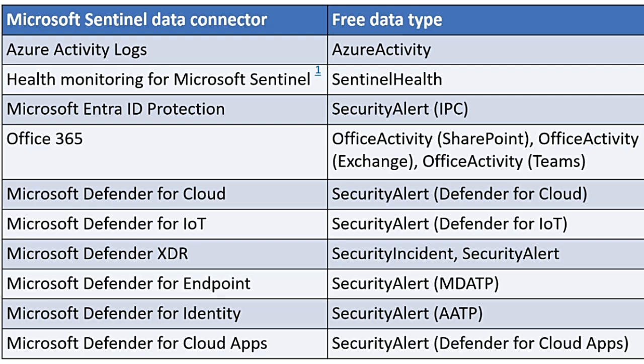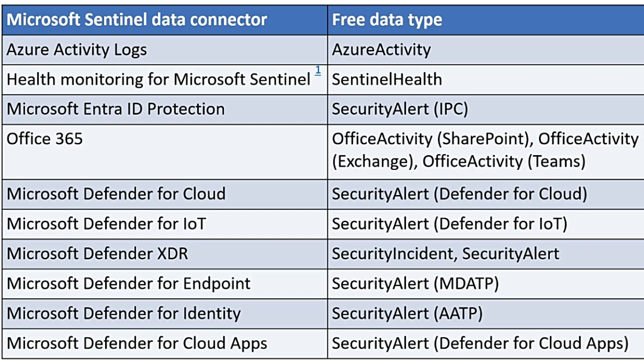Like you can see in this table, there are some Microsoft services, like for example, Defender for Cloud, IoT, XDR, Endpoint, Identity, or Cloud Apps. The free data type is Security Alert. The security alerts are free, but if you are trying to ingest raw logs from these Microsoft services, they may incur charges. So remember that not all logs need to be ingested, so you need to prioritize essential data to control costs.